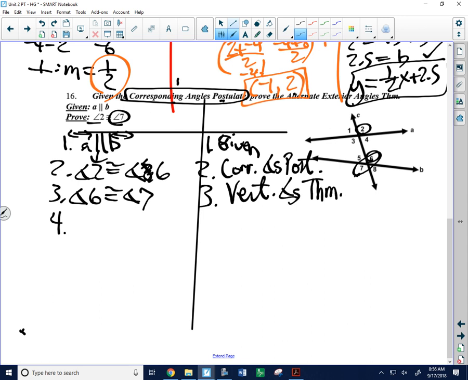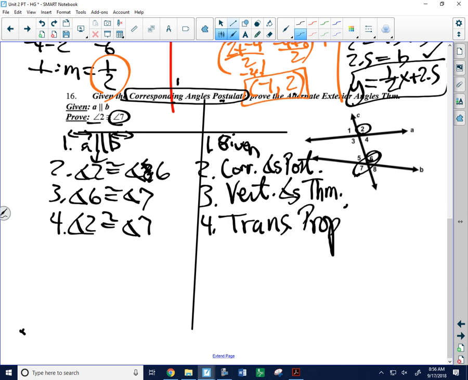Also, remember, you're welcome to reference all of these over here. All of the words, here's the vertical angles theorem, here's all the angle pairs. And then similar to the quadrilateral proof number 4, transitive: 2 congruent to 7 by transitive. Anything else I can answer on page 3?